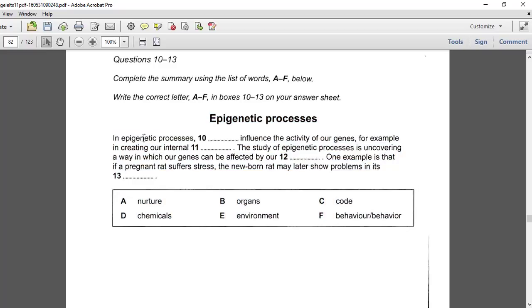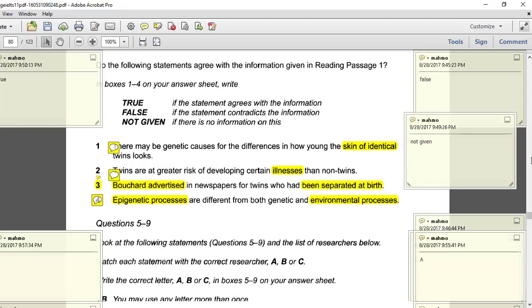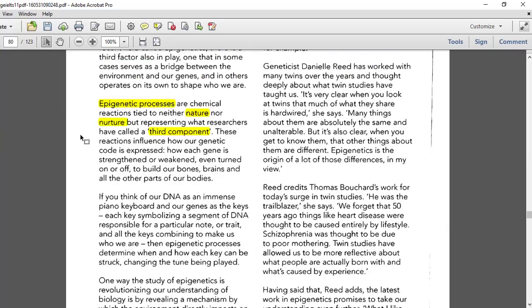In epigenetic processes, influence is... space influence the activity of our genes. What influences the activity of our genes? Okay. In epigenetic processes, we need to know what influences the activity of our genes. Get back to the passage. Here it is, epigenetic processes. We remember where it was.